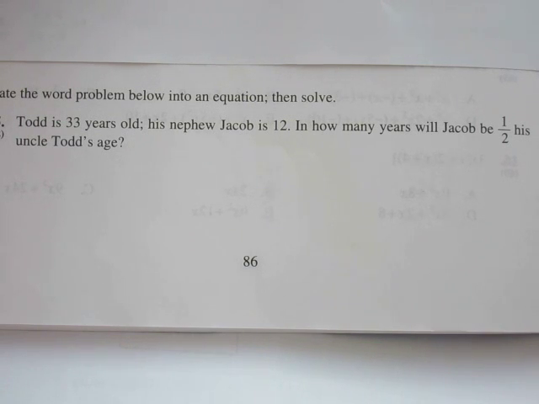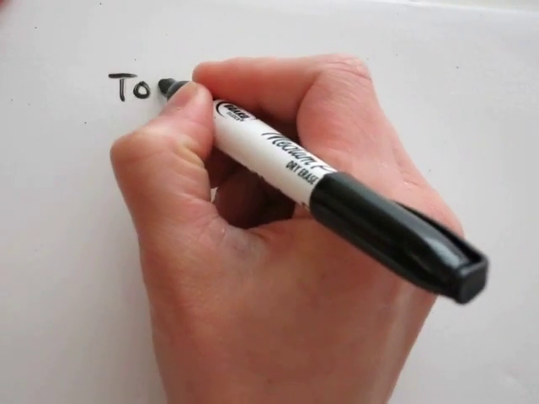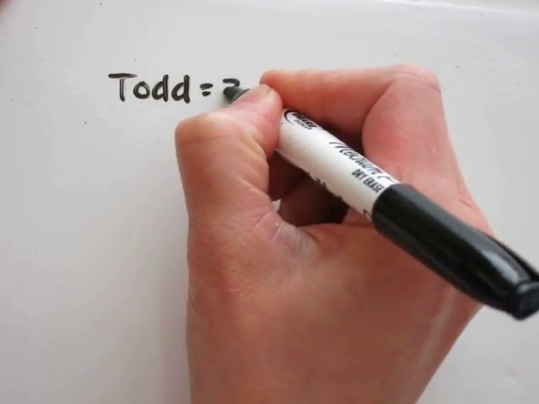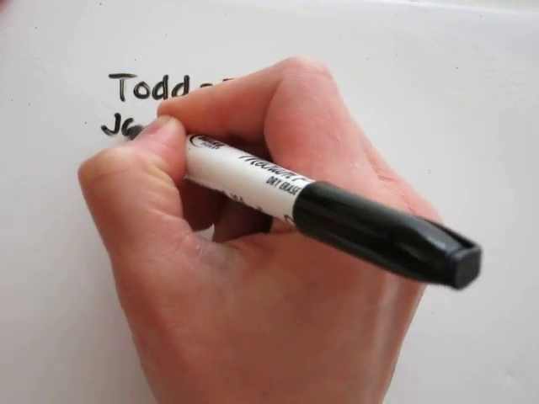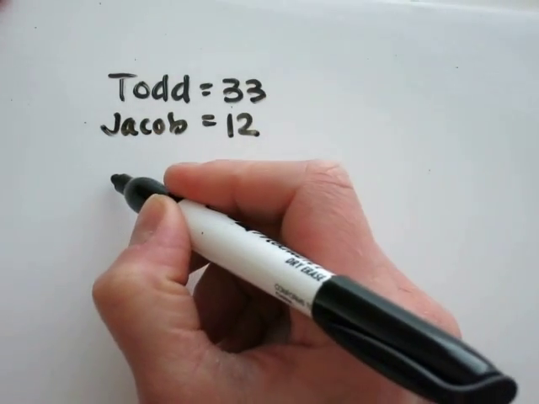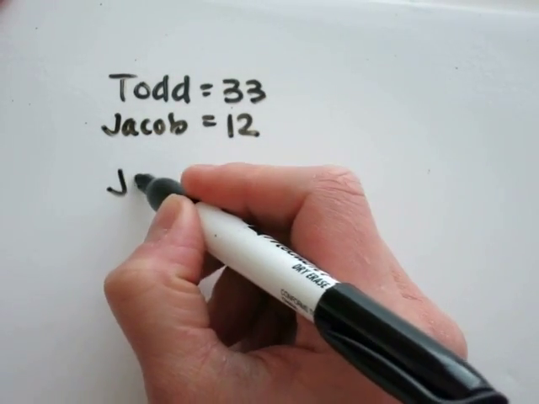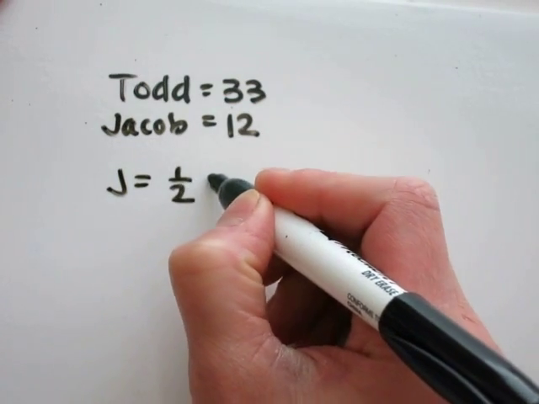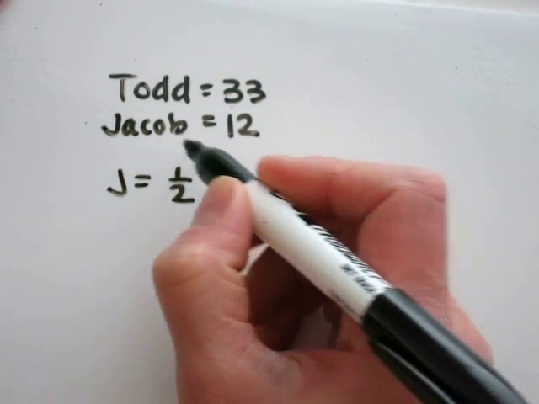Problem 25. Todd is 33 years old. His nephew Jacob is 12. In how many years will Jacob be 1/2 his Uncle Todd's age? The problem tells us that Todd is 33 years old and Jacob is 12 years old. We want to know in how many years Jacob is going to equal 1/2 of Todd's age.